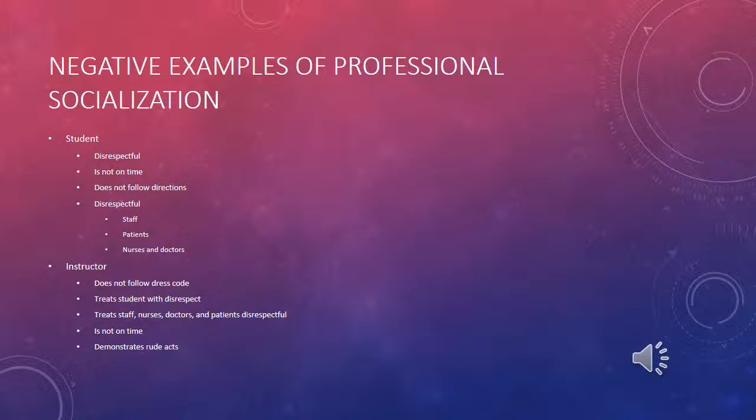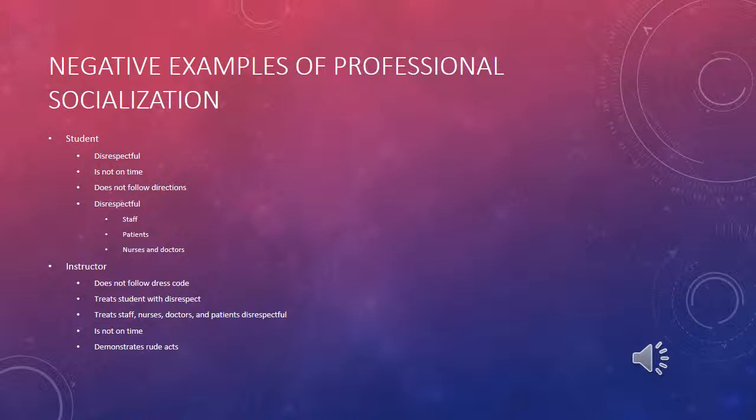Okay, anytime we talk about positive, there's always a negative to look at. So let's look at some negative examples of professional socialization. Students can demonstrate negative examples through being disrespectful, not only to other students and the staff, but also in the medical setting, whether it be the doctor, the nurse, or the patient they're giving care to. If the students are not on time, if the students do not follow directions, and again, disrespectful treatment of staff, patients, nurses, and doctors.